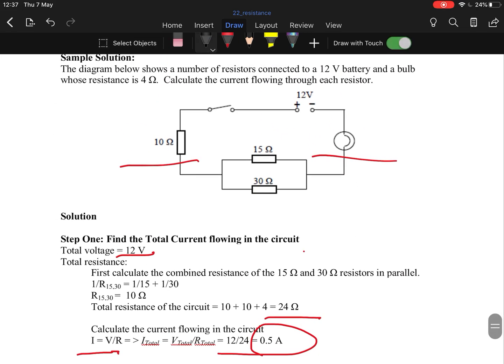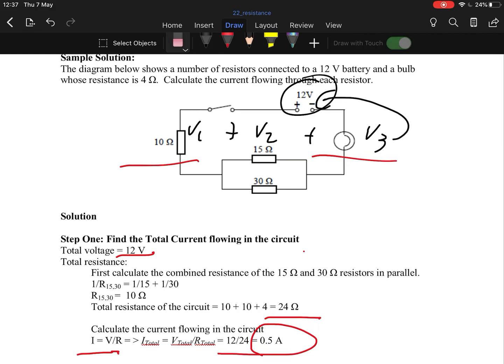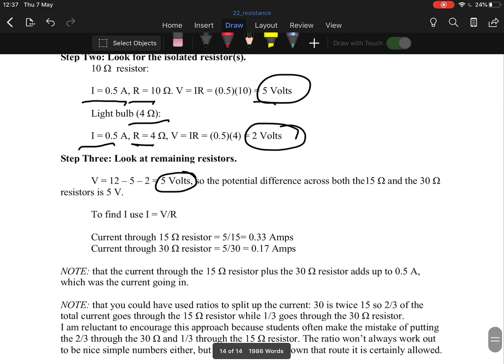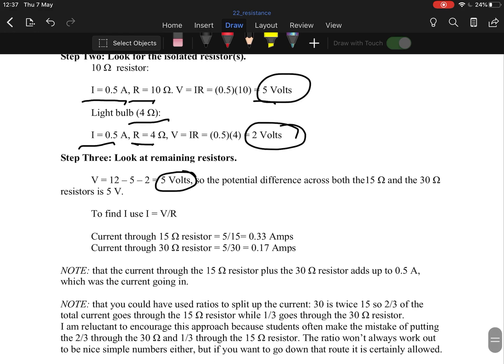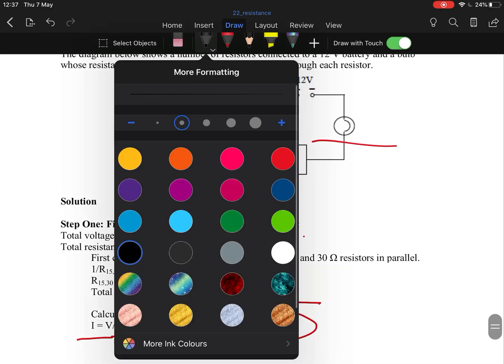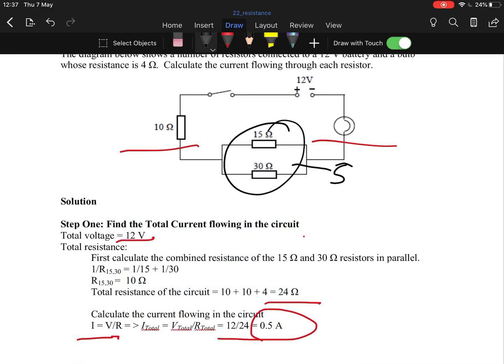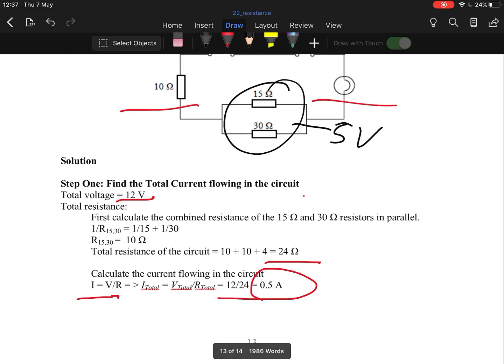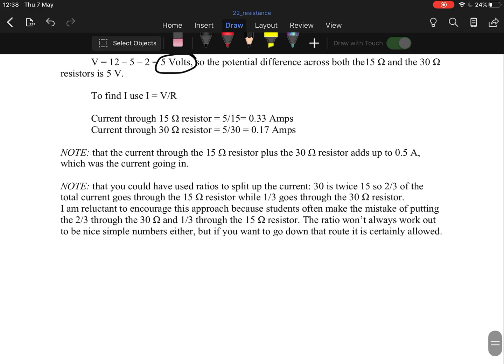Because if you remember, V1 plus V2 plus V3, all 3 of them will equal the total 12. The voltage through the first thing plus the voltage through the second thing plus the voltage through the third thing equals the total voltage. So therefore, there's 12 volts. One takes up 5. The other takes up, what do we say, 2. So we're left with 5 volts. So 5 volts, therefore, is going to travel through this circuit. Only 5 volts is left.